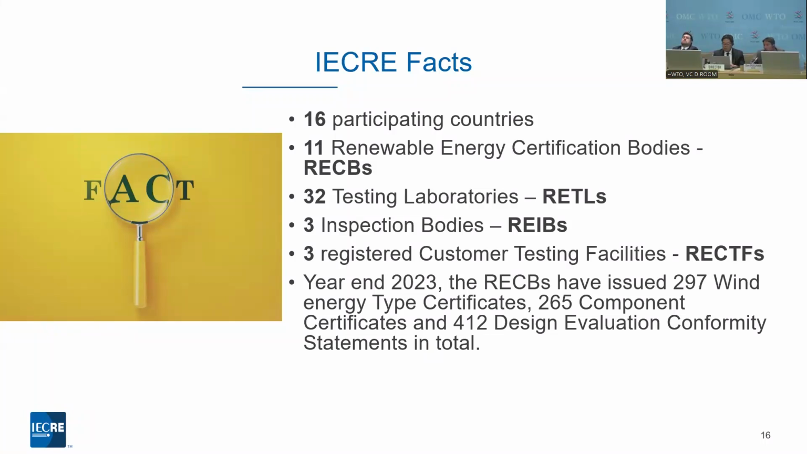And here are some numbers on the certificates and deliverables we've issued for the year ending 2023. So 297 wind energy type certificates. What that means is 297 unique wind turbines were certified, 265 components to support those wind turbines, and also 412 design evaluations. Design evaluation is done very far up front, so the manufacturer has a verified design before they go through the rigorous certification process.